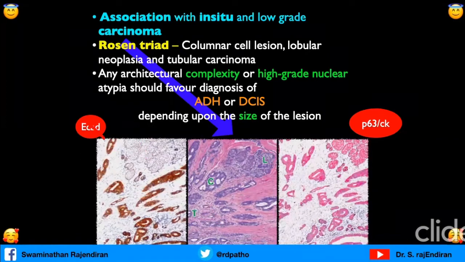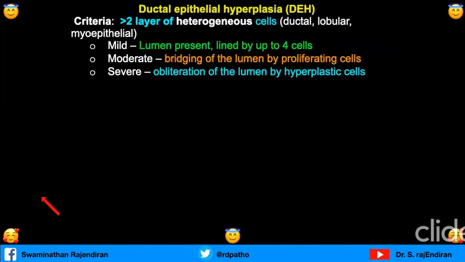When you do E-cadherin, the ductal epithelial lesions are positive, whereas the lobular lesions are negative. You all know the cadherin is lost in lobular lesions. And when you do P63, the benign background glands may have brown nuclear staining of the myoepithelial cells, whereas the tubular carcinoma won't have it. So remember the Rosen triad, they may ask you in the exam, which is nothing but columnar cell lesion, lobular neoplasia, and tubular carcinoma.